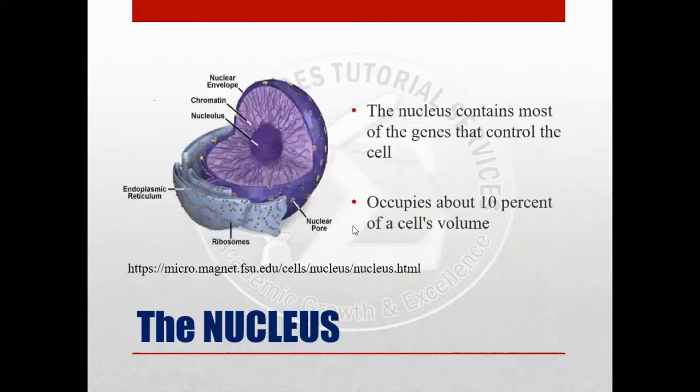Let us first talk about the nucleus of the cell. The nucleus contains most of the genes that control the cell. That's why it is regarded as the control center of the cell. It occupies about 10% of a cell's volume.